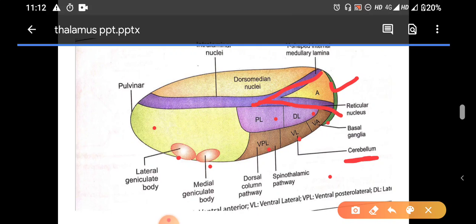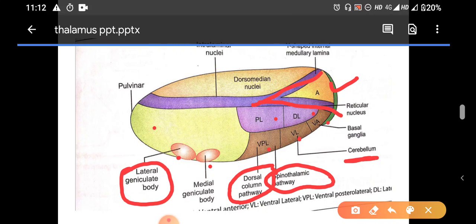Spinothalamic pathways, all spinothalamic pathways relay into the ventroposterolateral nuclei. Dorsal column pathway, so medial and the lateral lemniscus both relay into ventral posterolateral nuclei. The lateral geniculate body, mainly the optic tract relays into the lateral geniculate body, and the acoustic pathway relays in the medial geniculate body.